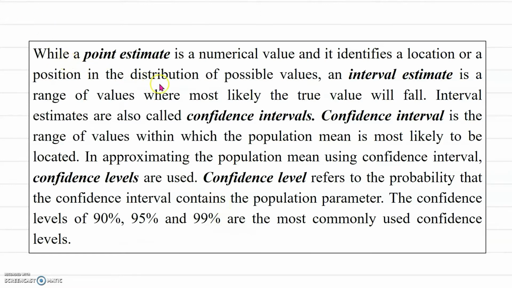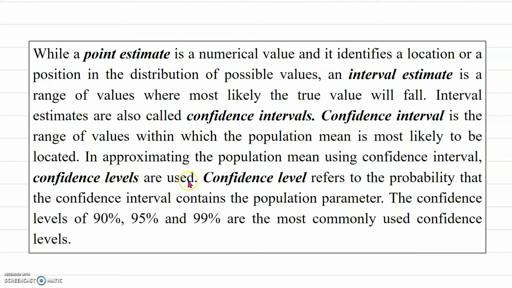Now, while a point estimate is a numerical value that identifies a location or a position in the distribution of possible values, an interval estimate is the range of values where most likely the true value will fall. Interval estimates are also called confidence intervals. So a confidence interval is the range of values within which the population mean is most likely to be located.